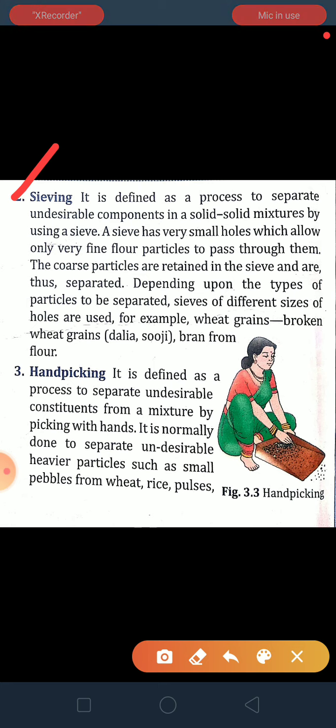For example, for broken wheat grains, and for separating bran from flour, we use different sizes of holes in sieves. So different types of sieves are available in the market according to different sizes of holes. In this way we can separate the different undesirable components from a mixture to get a desirable or pure component.